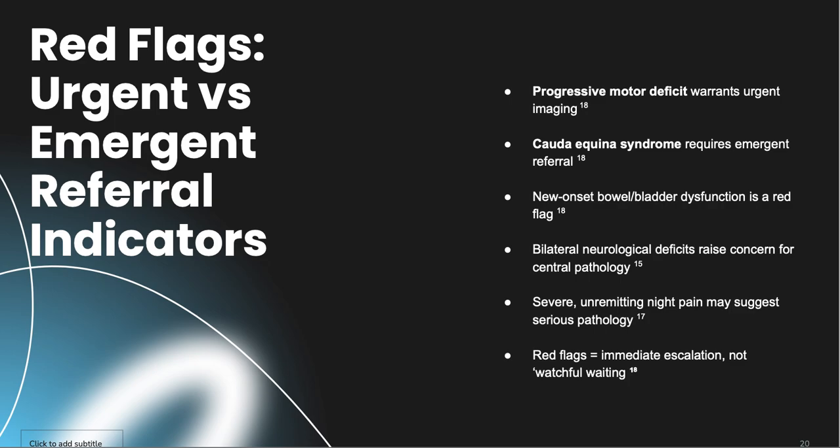Now we move from localization to urgency. Certain findings require escalation, not observation. Imaging is indicated in the presence of severe or progressive neurological deficit. Progressive motor weakness is not a watch-and-wait scenario. Cauda equina syndrome is emergent. New bowel or bladder dysfunction, saddle anesthesia, and bilateral neurological deficits require immediate evaluation. Severe, unremitting night pain may raise concern for serious pathology such as malignancy. Bilateral findings or upper motor neuron signs suggest central pathology and warrant urgent referral.